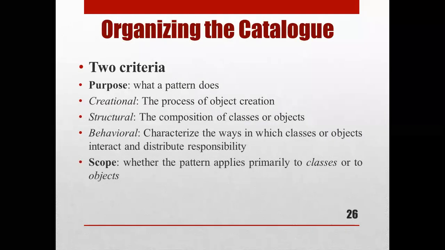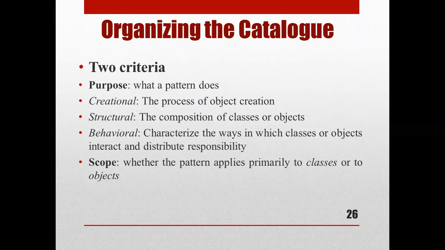Then the next point is organizing the catalog. We have to organize the design patterns. There are two criteria. The first one is purpose and scope. Purpose means what a pattern does. There are three categories of pattern: creational, structural, and behavioral. The purpose is what the pattern will do for the software design. In the creational pattern, the process is object creation. Okay, in creational patterns, we are going to create the objects for the classes.